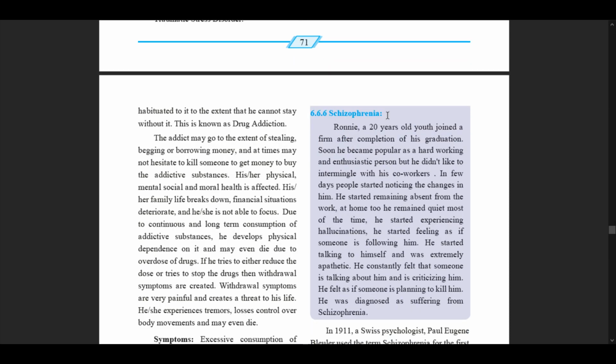So, due to continuous and long-term consumption of addictive substances, he develops physical dependence on it and may even die due to overdose of drugs. If he tries to either reduce the dose or tries to stop the drugs, then withdrawal symptoms are created. Withdrawal symptoms are very painful and create a threat to his life. He or she experiences tremors, loses control over body movements, and may even die.